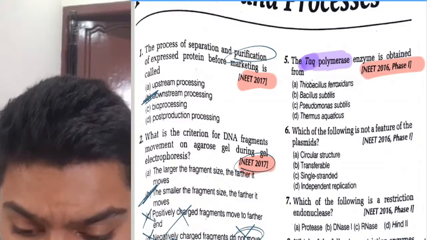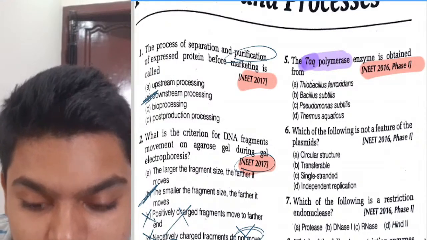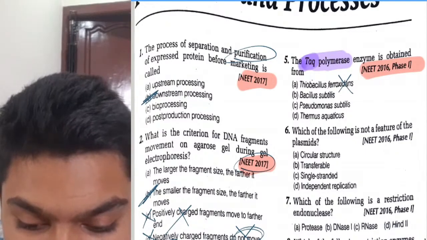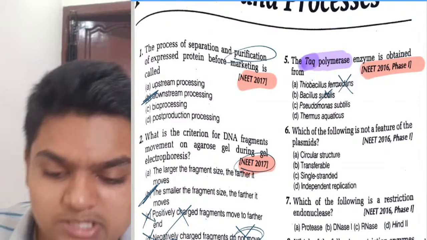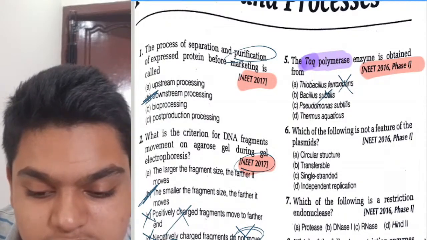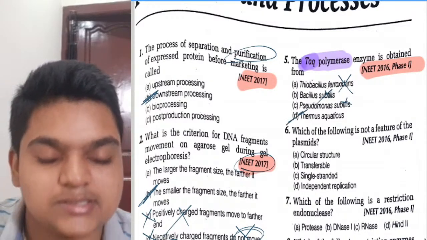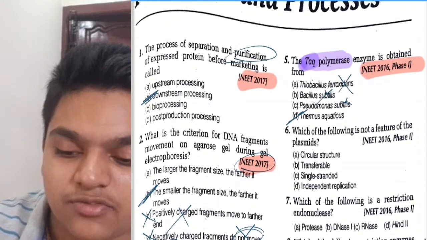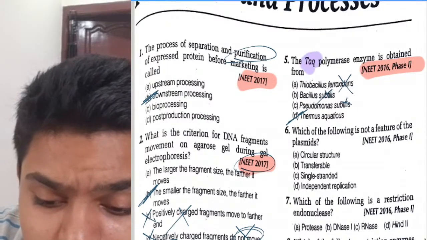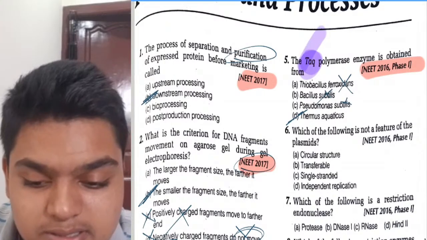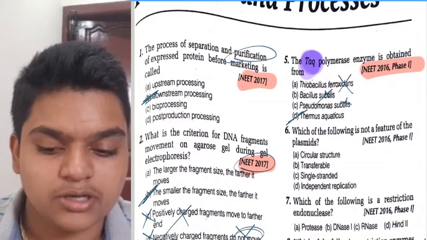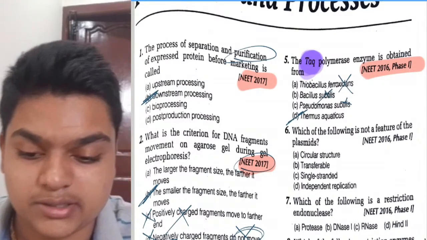See, Thiobacillus ferrooxidans, no. Bacillus subtilis, no. Sorry for pronouncing these wrong, I am not a good pronouncer of these spellings. Okay, Pseudomonas subtilis, no. Next one, Thermus aquaticus. That's your answer, Thermus aquaticus. Let me give you a small hint on how to remember this. See, Taq: T means Thermus, AQ means aquaticus. Done? Completed? Remember the polymerase. Okay, Thermus aquaticus.